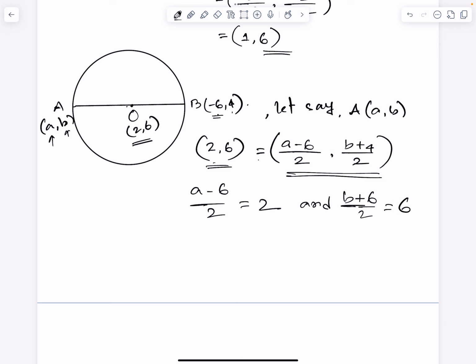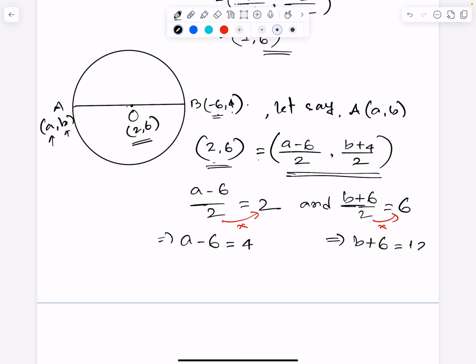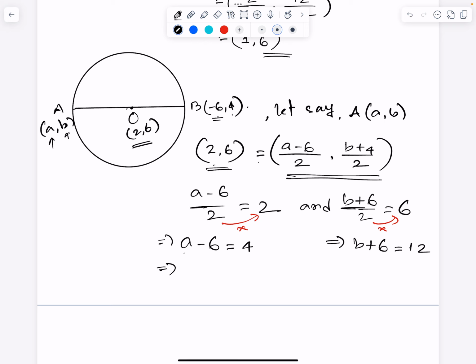So what we can do is multiply both sides. If we multiply this part, we can write a minus 6 equals 2 times 2, which is 4, and likewise b plus 4 equals 2 times 6, which is 12. And now we have to find the values of a and b. So we have to take away -6 from this side, and for this one, we have to take away +4 from this side.